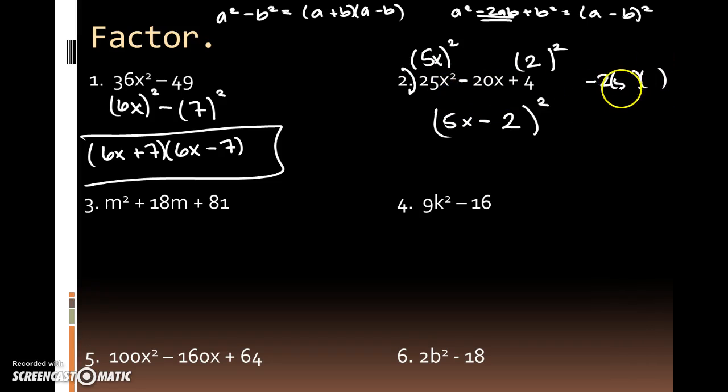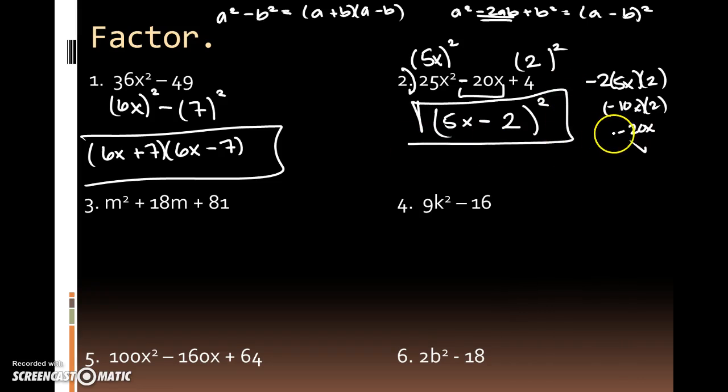The a we say is 5x. The b we say is 2. Let's see what happens when we multiply this, as if I don't know. Negative 2 times 5 is negative 10x. Times 2 is negative 20x. We have a winner. That's how you check yourself with these. Now, if that did not work, then you would just use a box instead to multiply it out.